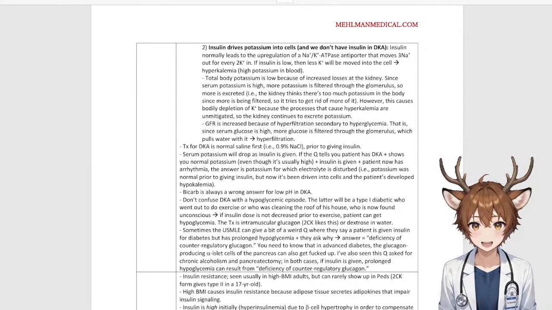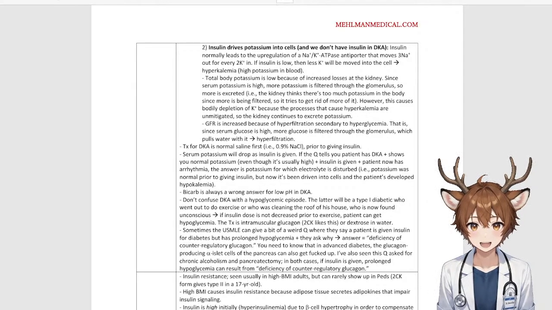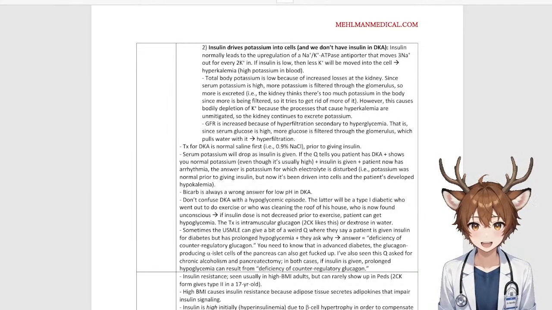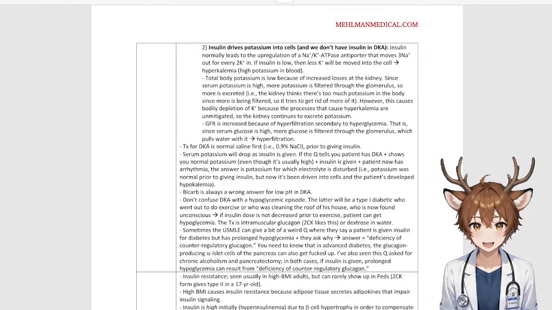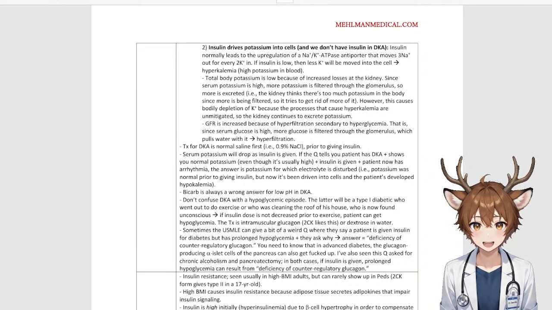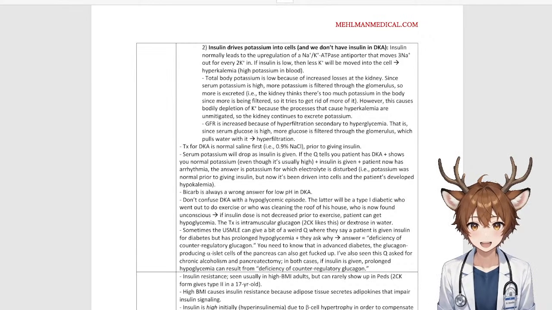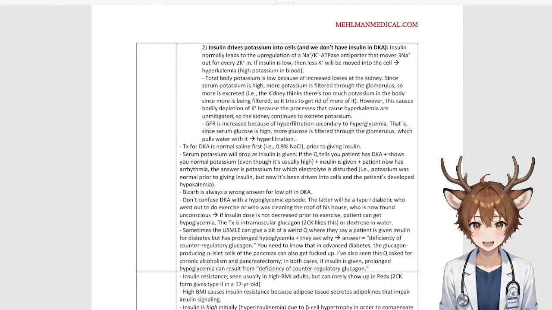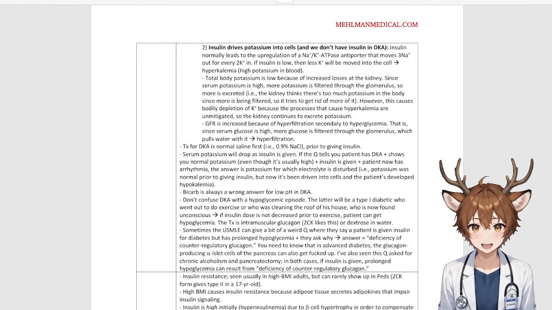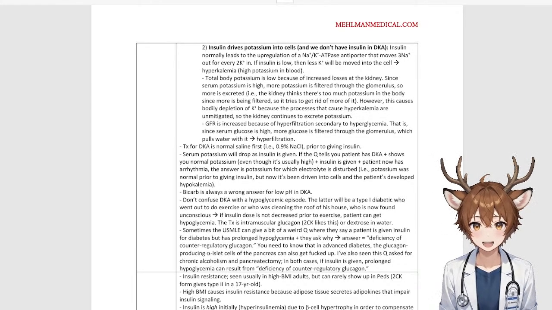Sometimes the USMLE can give a bit of a weird question where they say a patient is given insulin for diabetes but has prolonged hypoglycemia, and they ask why. The answer should be deficiency of counter-regulatory glucagon. You need to know that this is advanced diabetes. The glucagon-producing alpha islet cells of the pancreas can also get messed up. I've also seen this question asked for chronic alcoholism and pancreatectomy. In both cases, if insulin is given, prolonged hypoglycemia can result from deficiency of counter-regulatory glucagon.